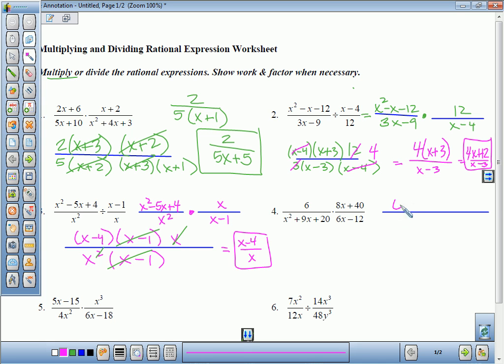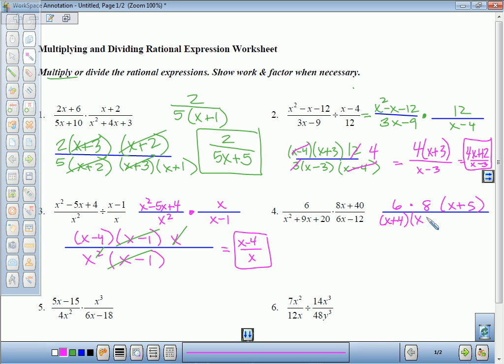So this numerator is 6. This numerator has a GCF of 8, and it leaves me x plus 5. This denominator factors to x plus 4 times x plus 5. And this denominator has a GCF of 6, and it leaves us with x minus 2. So we start to cancel, and we have an x plus 5 that cancels, a 6 that cancels. So in the numerator, I am only left with 8. And in the denominator, I am left with x plus 4 times x minus 2.